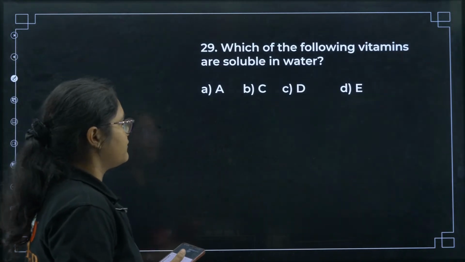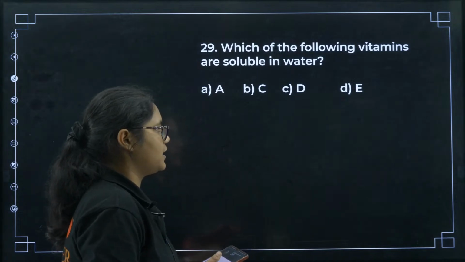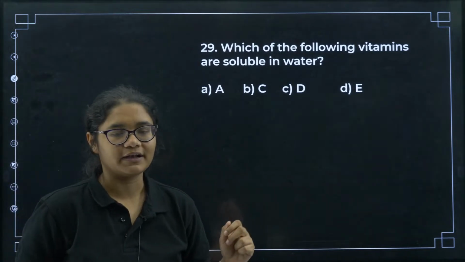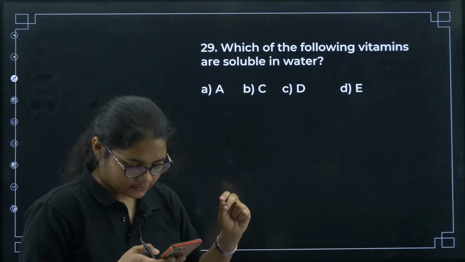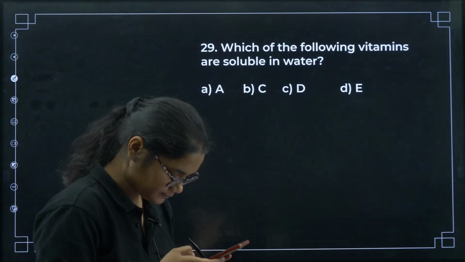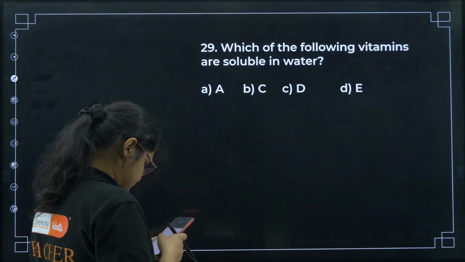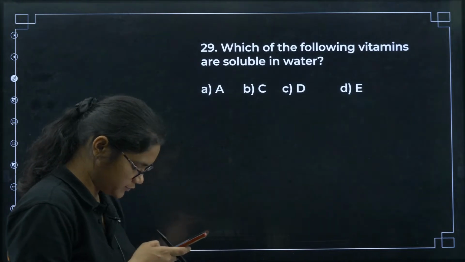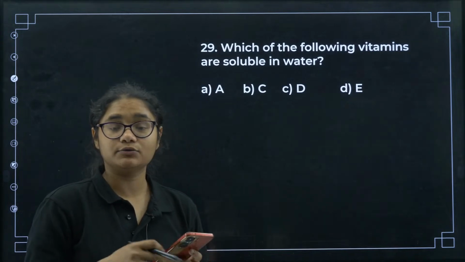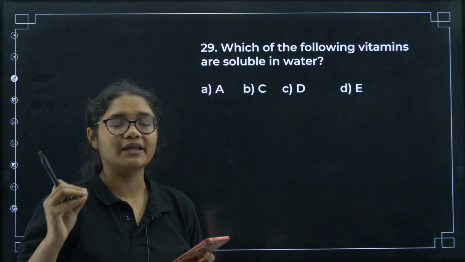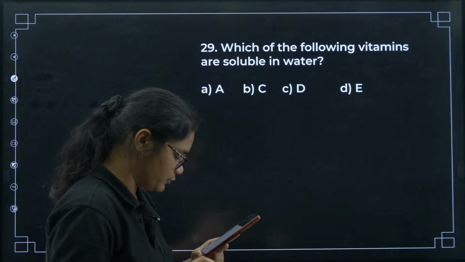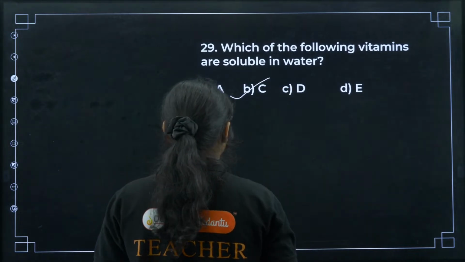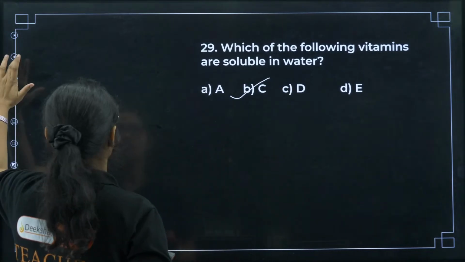Next, which of the following vitamins are soluble in water? Again, very simple question. There are only 2 vitamins which are soluble in water. So you should be knowing that. Yes, D is the correct answer. Yes, all of you are doing wonderful, students. Very good, very good. Please do not leave this chapter. This is going to be a very scoring chapter. So all of you can get 29B is correct. Vitamin C is the correct answer.